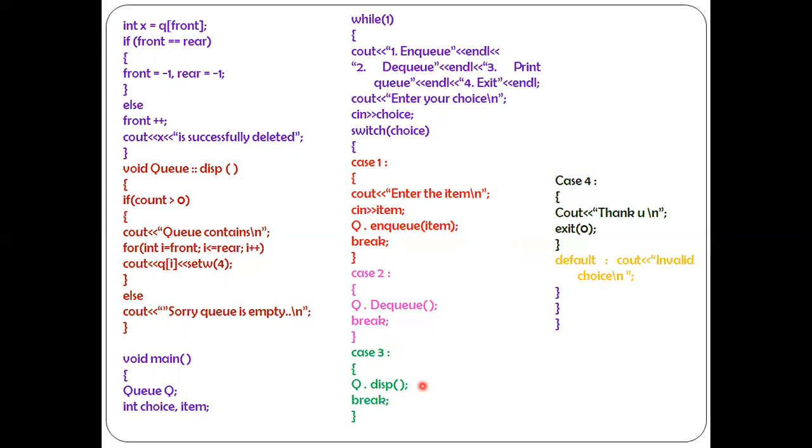Q is a user defined object. Dot is a member access operator. Display is a member function. Directly it comes to the display member function, which is here. Void is the return type specifier.